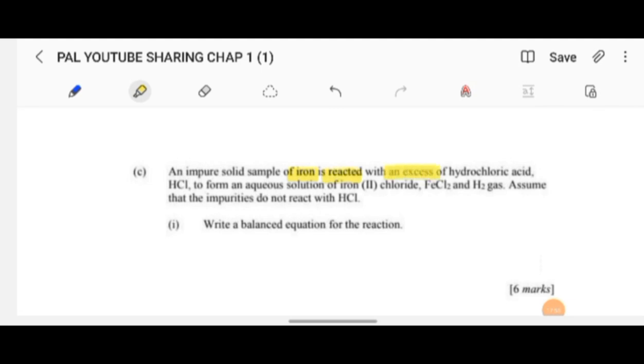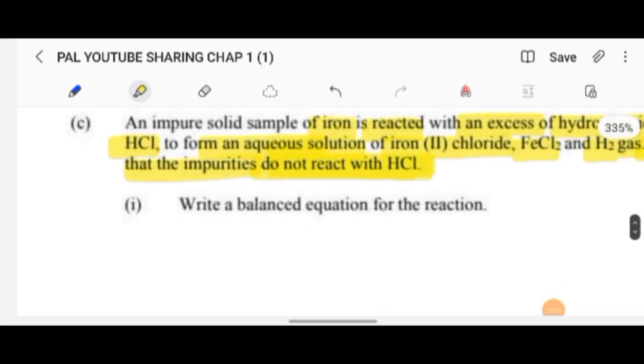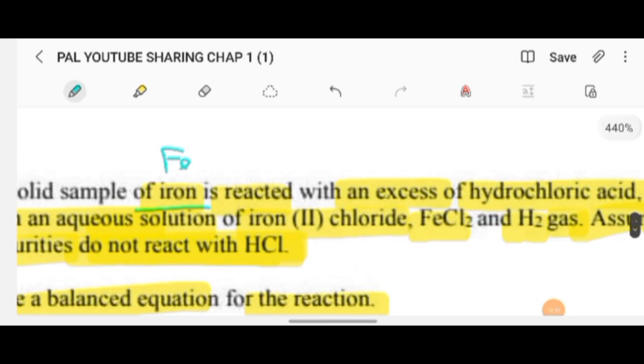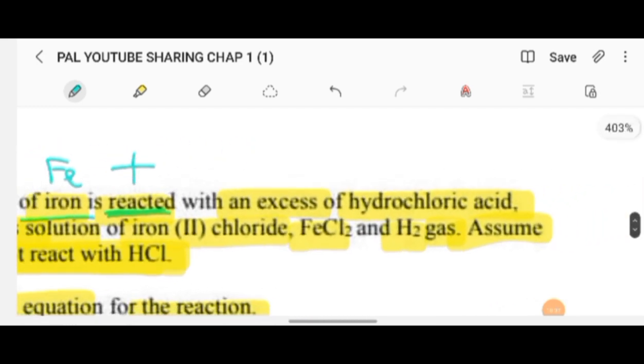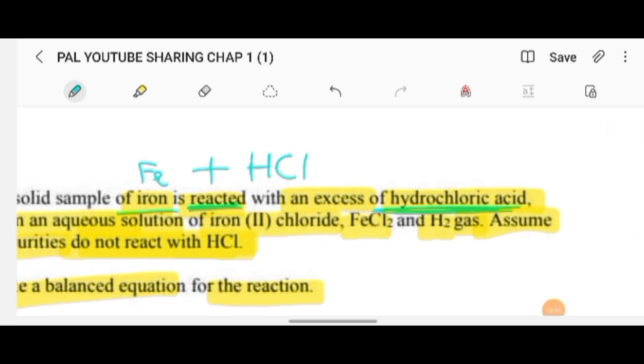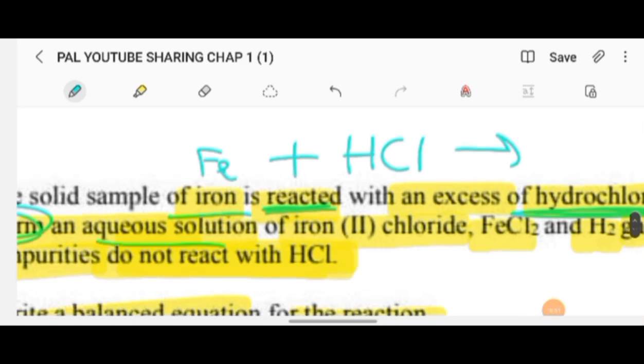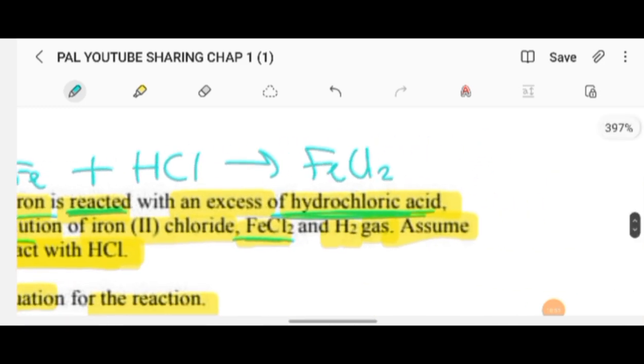Okay, so for question 1C, it stated that an impure solid sample of iron reacted with an excess of hydrochloric acid, HCl, to form an aqueous solution of iron(II) chloride, which is FeCl2, and H2 gas. Assume that the impurities do not react with HCl. So it asks us to balance the equation for the reaction. Just now it said iron, Fe, reacted means plus, with excess hydrochloric acid, plus HCl, produces the solution FeCl2, and plus H2. So this is the equation.